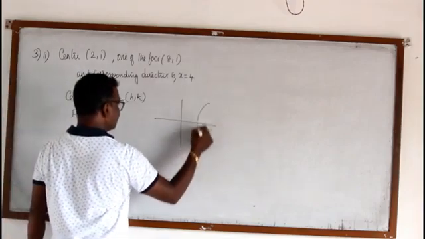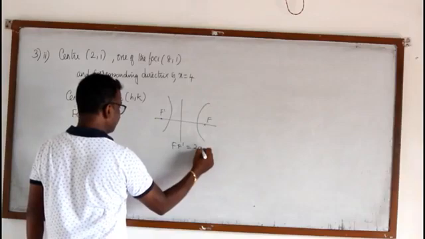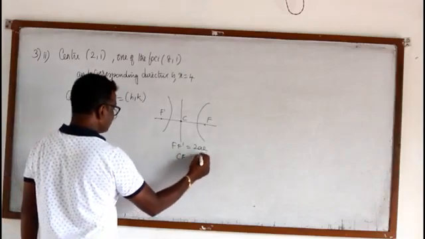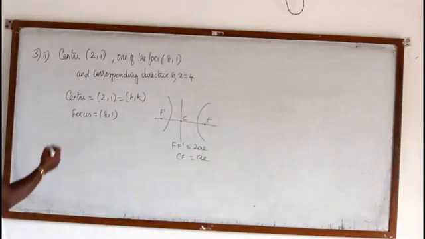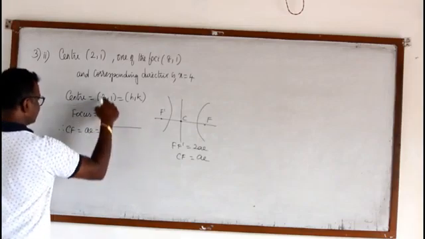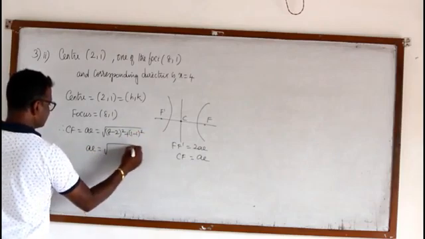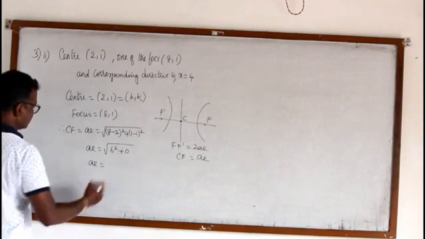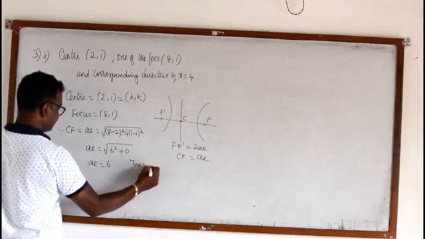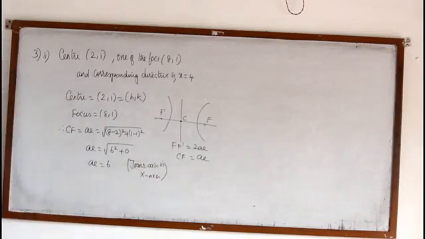Now, we know in a hyperbola, if this is F and this is F dash, then FF dash is 2ae. We know the center is the midpoint of FF dash, so CF will be equal to half of FF dash, which is ae. Therefore, CF equals ae equals the distance between these two points: 8 minus 2 the whole square plus 1 minus 1 the whole square. So ae equals root of 6 square plus 0, which is 6. Now here y is becoming 0, x is existing, that means the transverse axis is the x axis.